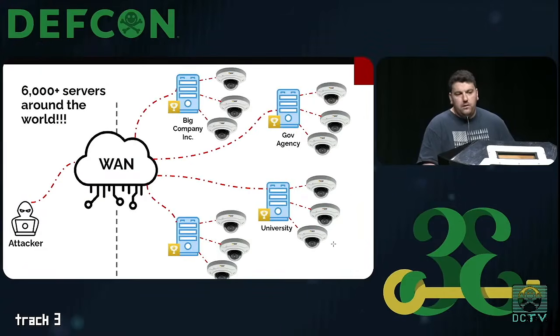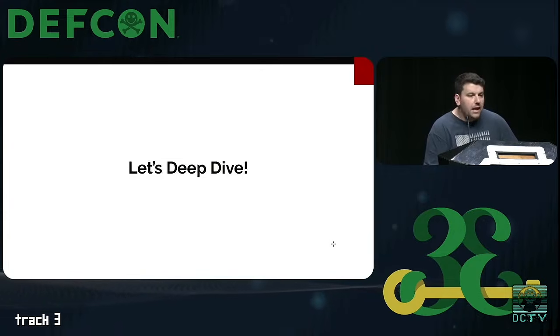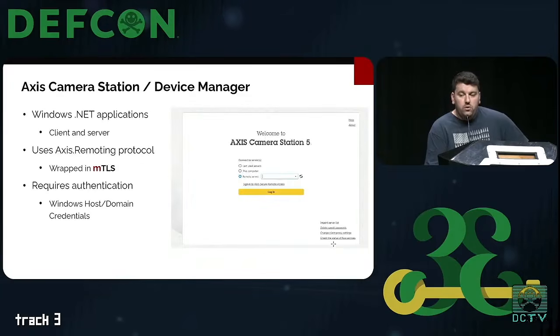And because so many companies are using it, I mean, Axis is one of the biggest vendors there is, we can cause an effect that will affect dozens and thousands of different servers, different companies around the globe. So let's deep dive and see what kind of vulnerabilities we managed to uncover. First of all, we need to understand what the setup is.